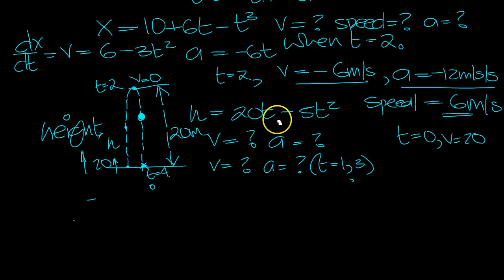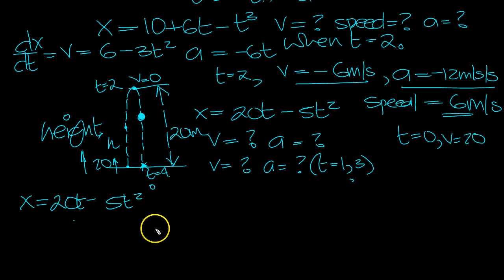H is equal to 20t minus 5t squared. A ball is thrown vertically upwards from the ground level, and the height is given by this formula. X equals, so it's an x actually, not h. So x is equal to then 20t minus 5t squared. We're told that. Find the velocity and the acceleration first of all.